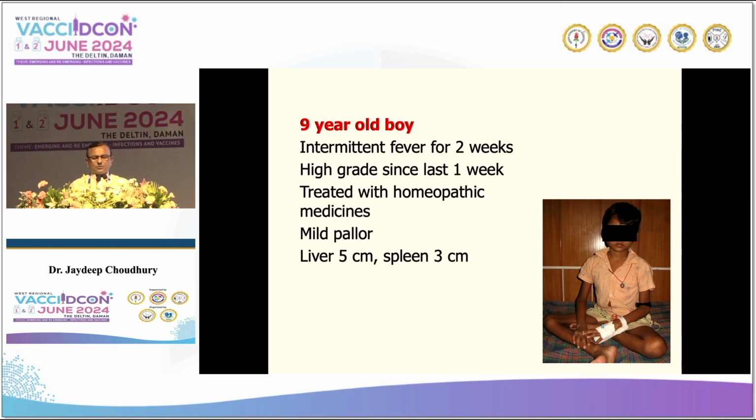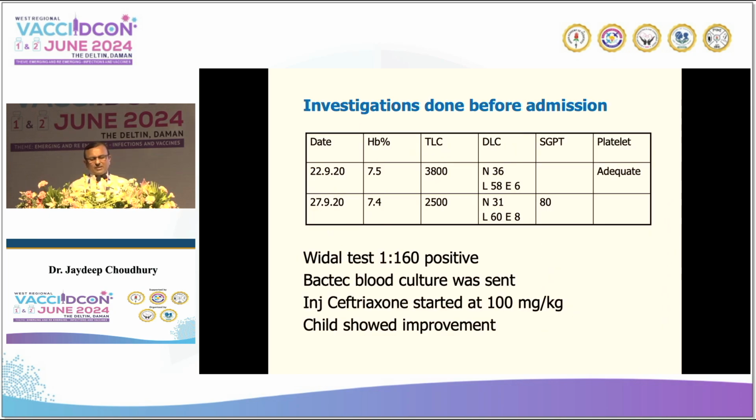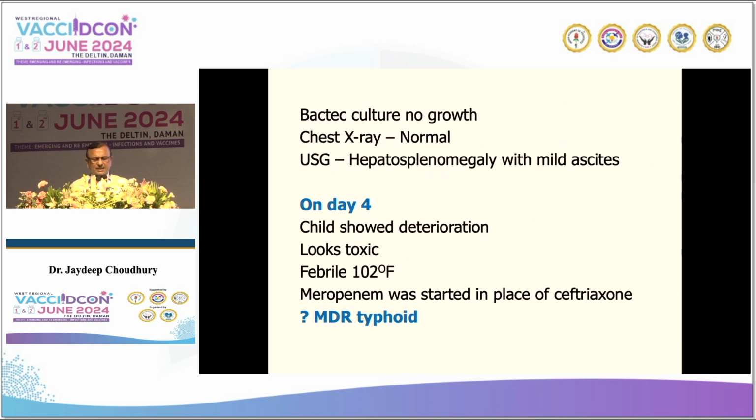To come to another spectrum, another commoner scenario that we often encounter: a 9-year-old boy, intermittent fever for 2 weeks, high grade for the last 1 week. Initially the child was on homeopathic medicine, then admitted with mild pallor, hepatomegaly, splenomegaly. Hemoglobin was low, total count low. One SGPT done was 80, slightly raised. Outside, Vidal was 1 in 160. On admission, blood culture was sent. Ceftriaxone was started. Child showed improvement. So it was clinical typhoid.